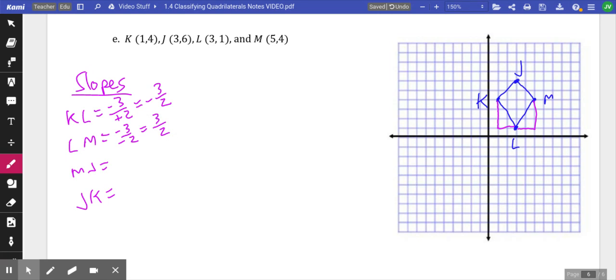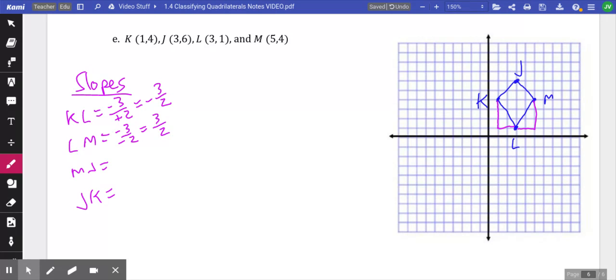Now you might be looking at that and saying, I wonder if those line segments are perpendicular. And if you look at the actual figure, it's pretty believable that they're not. And we also know they're not because those slopes are not opposite reciprocals. It's true they're opposite, but they're not reciprocals. So those line segments, KL and LM, do not meet at a right angle.